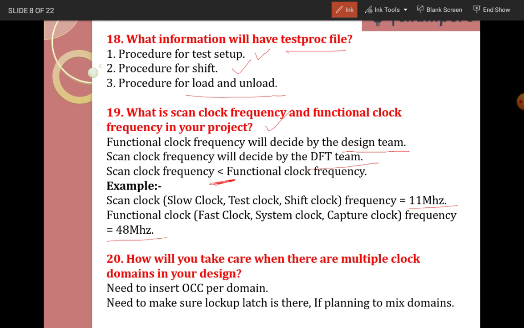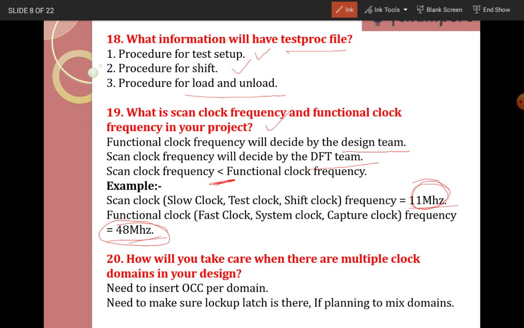Sometimes it may be 1 hertz, sometimes it may be 10 hertz, so not only 11 hertz. The example I have mentioned here is since we have to show less than the functional clock frequency. The functional clock frequency may be 100 megahertz or 200 megahertz also. This one is a 48 megahertz example that I have taken.